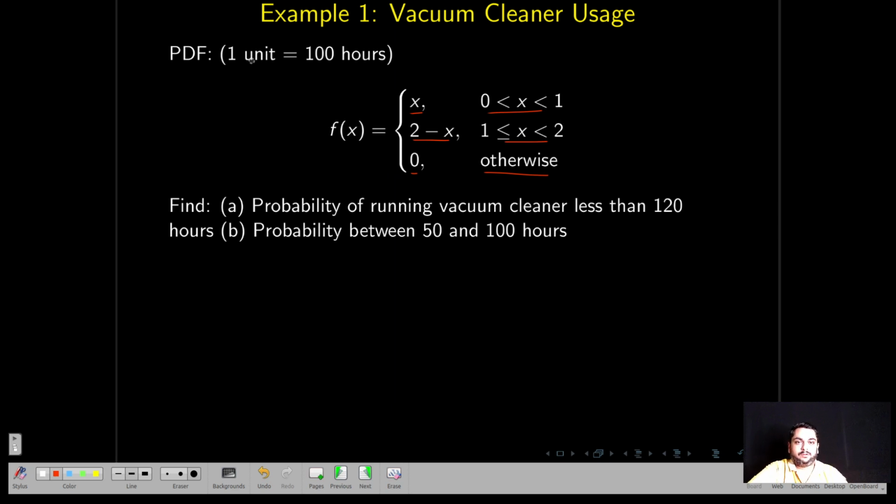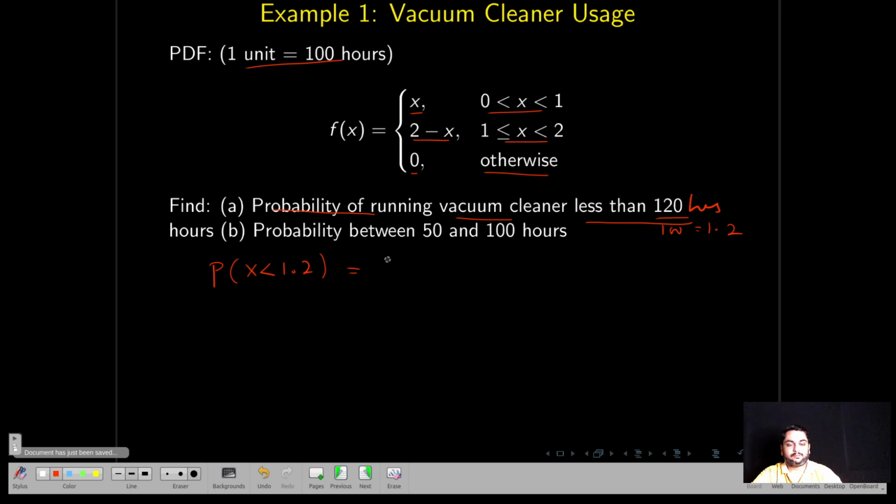Now they are saying 1 unit equal to 100 hours. You have to find the probability of running a vacuum cleaner less than 120 hours. 120 hours means how many units? Divided by 100, so it is equal to 1.2. So what is the random variable? Probability of x less than 1.2.